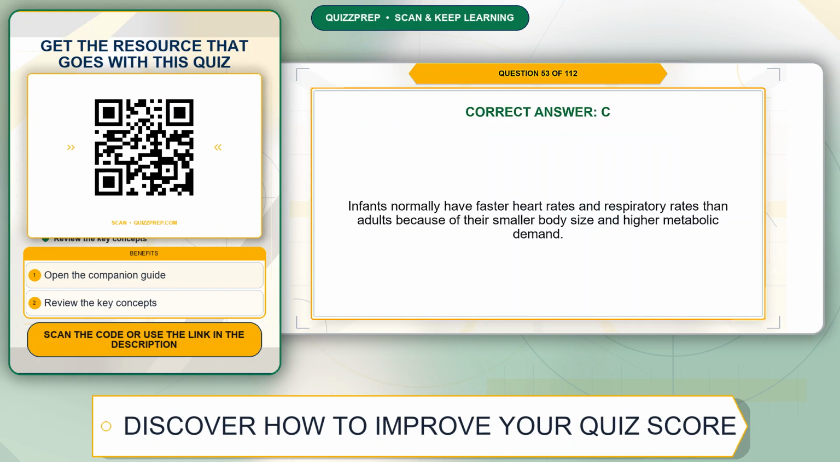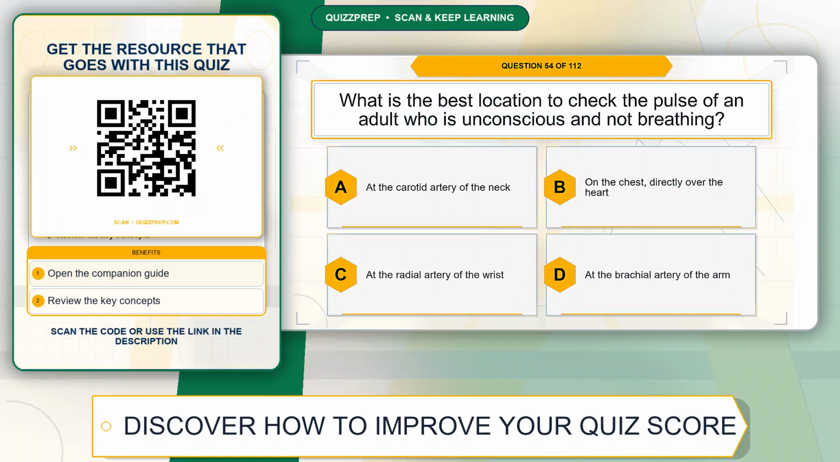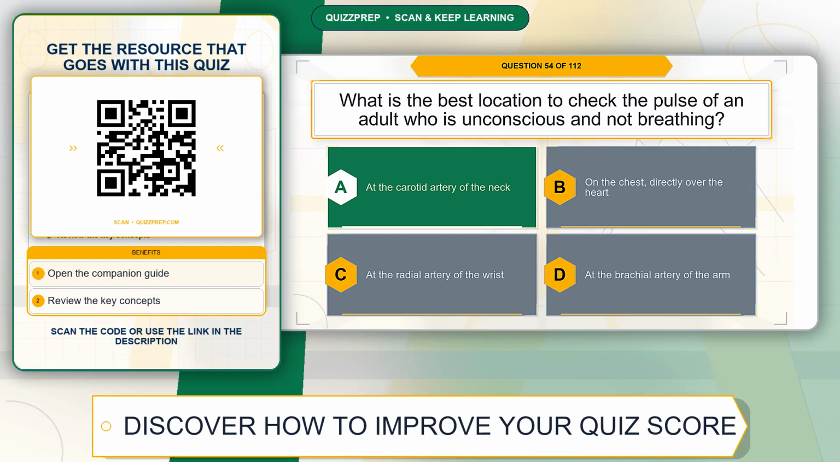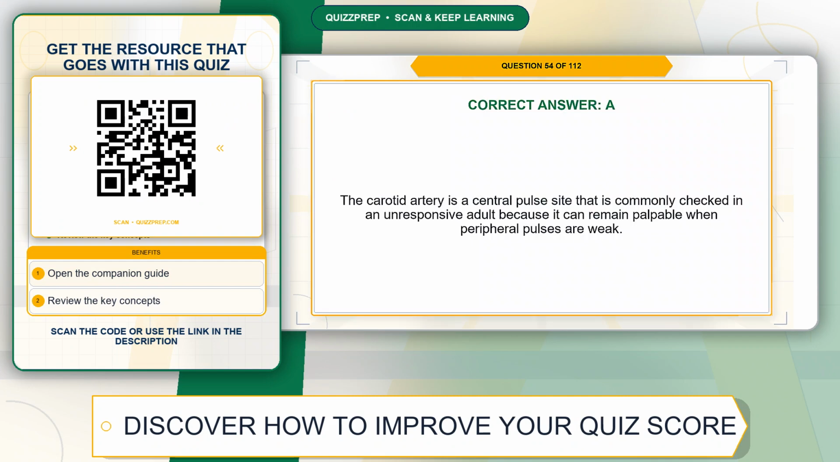Question 54. What is the best location to check the pulse of an adult who is unconscious and not breathing? Option A, at the carotid artery of the neck. Option B, on the chest, directly over the heart. Option C, at the radial artery of the wrist. Option D, at the brachial artery of the arm. The correct answer is option A, at the carotid artery of the neck. Explanation. The carotid artery is a central pulse site that is commonly checked in an unresponsive adult because it can remain palpable when peripheral pulses are weak.